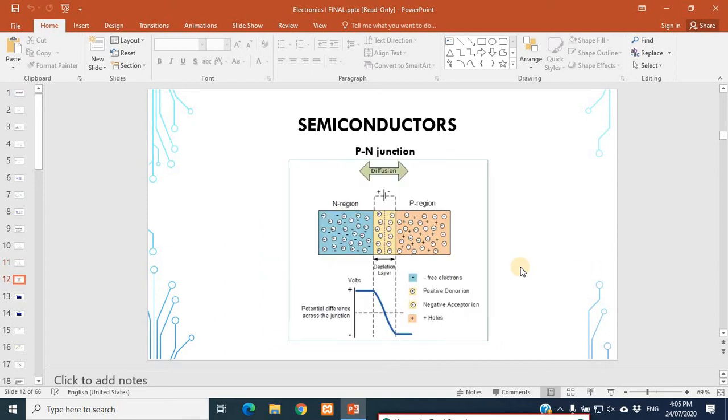Now, when you join an N-type material to a P-type material, you form what you call a P-N junction.